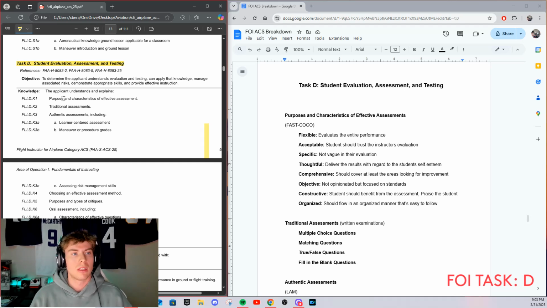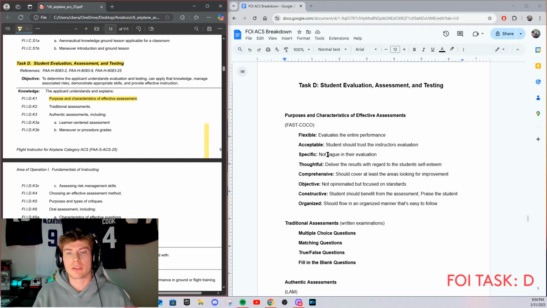So yeah, Task Delta, Student Evaluation, Assessment, and Testing. First, we have purpose and characteristics of effective assessment. For that, I have the FAST COCO acronym. So first is flexible. Your evaluation goes over the entire performance. And then acceptable. Students should trust the instructor's evaluation. So whatever feedback you give them, they're going to take that and accept that it's the correct assessment of their performance.